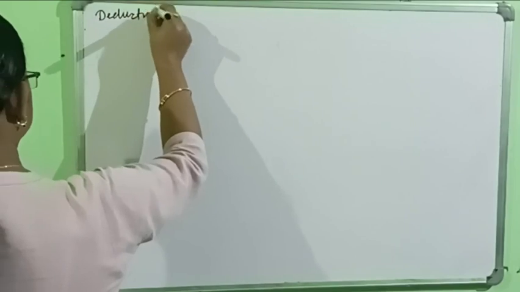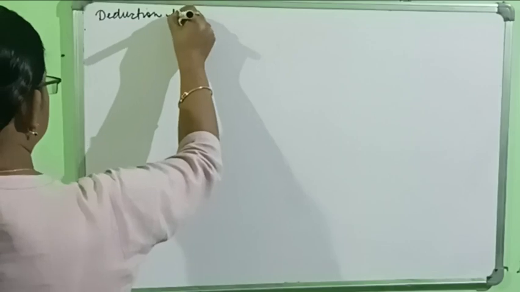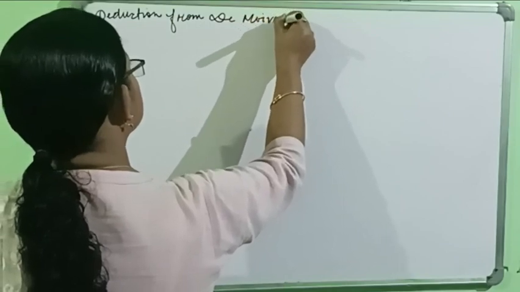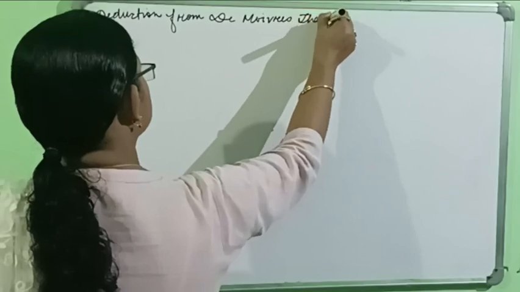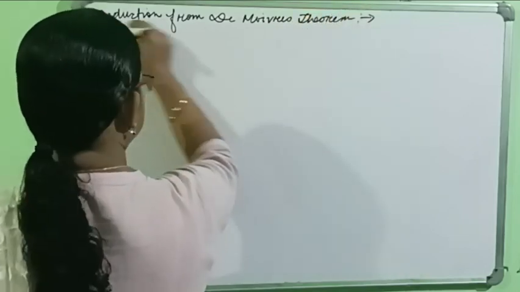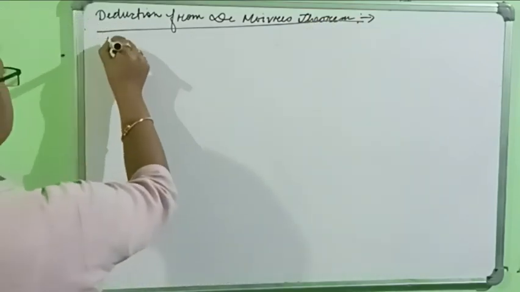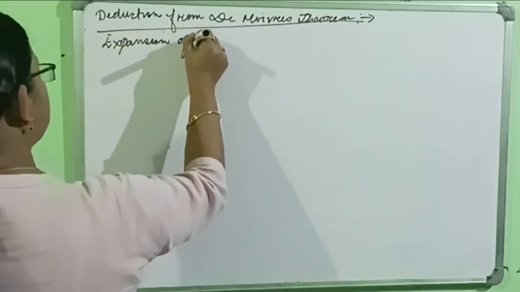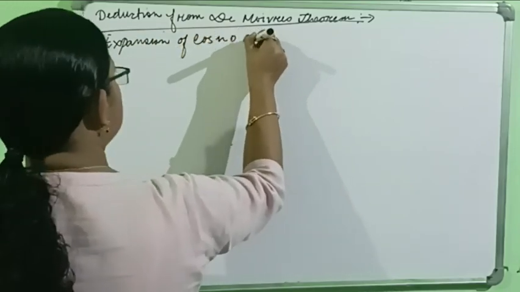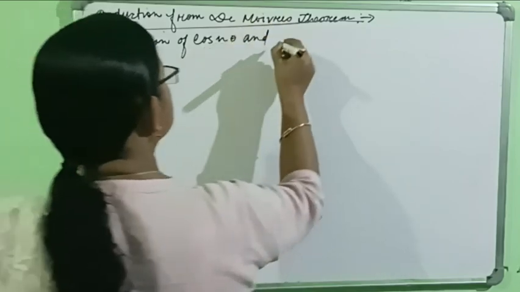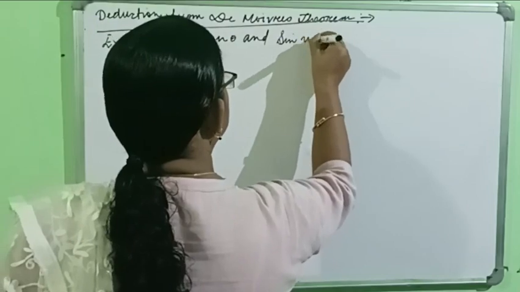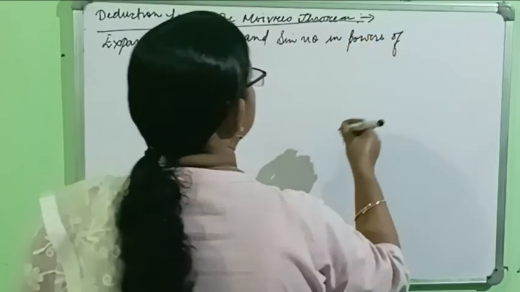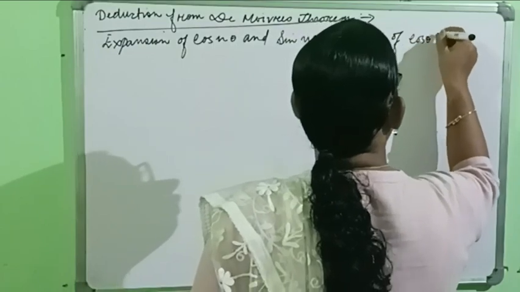Deduction from De Moivre's theorem. First is the expansion of cos n theta and sin n theta in powers of cos theta and sin theta.